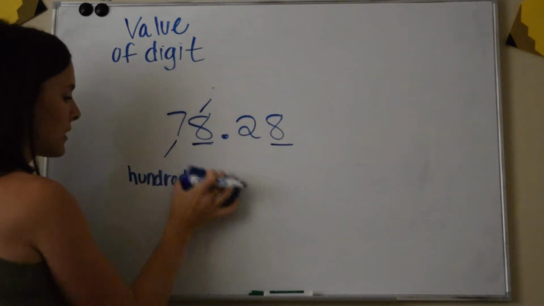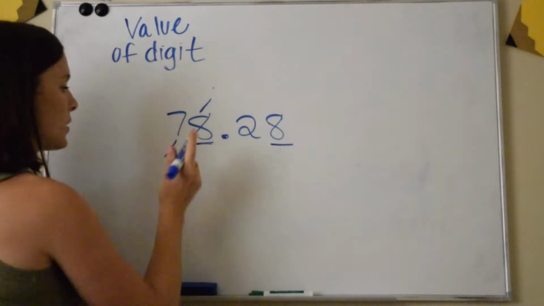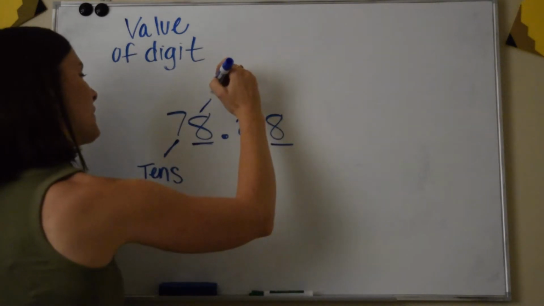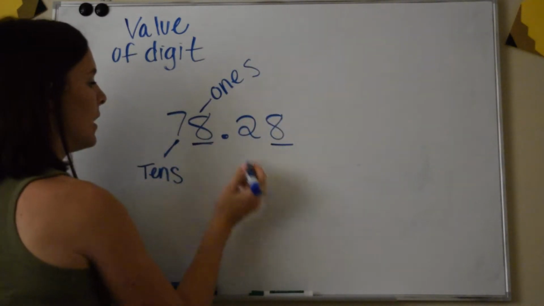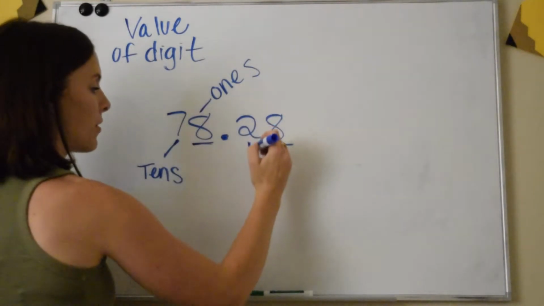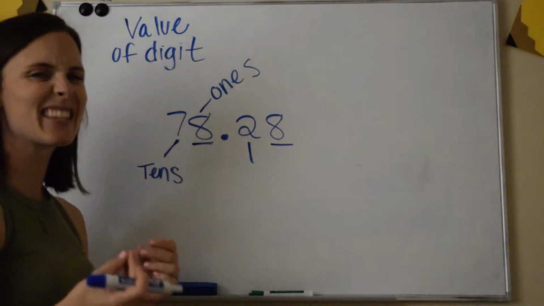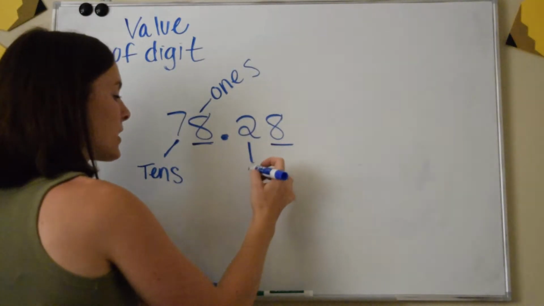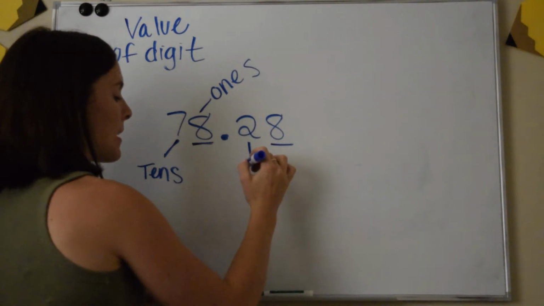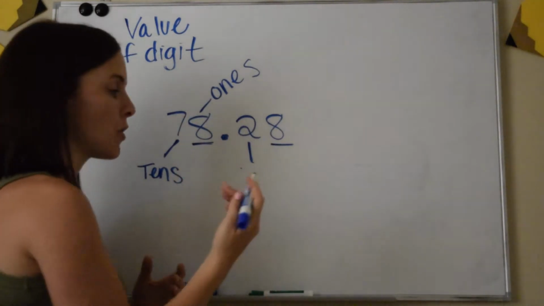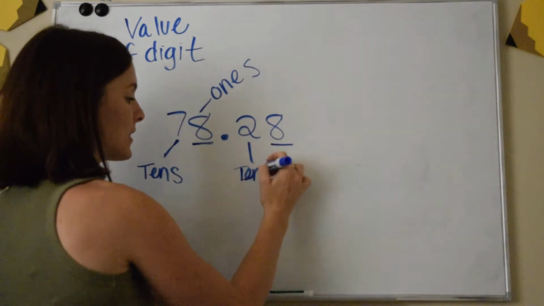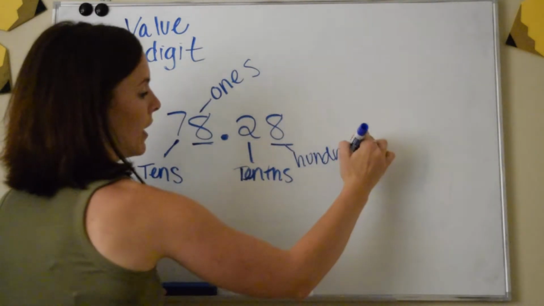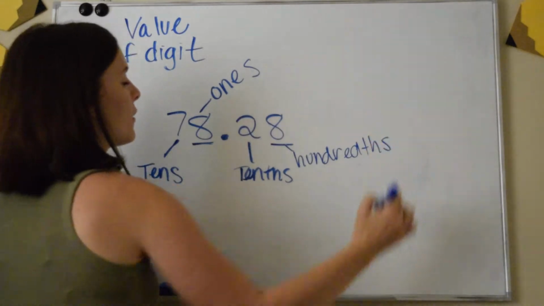Oh, and I'm sorry, that's not hundreds. The 7 is in the tens. The 8 is in the ones. Then we have our decimal. Now things change. We start to say tenths, hundredths, thousandths, because it's a smaller value. So we have the tenths, and then we have the hundredths, and that's it for this example.